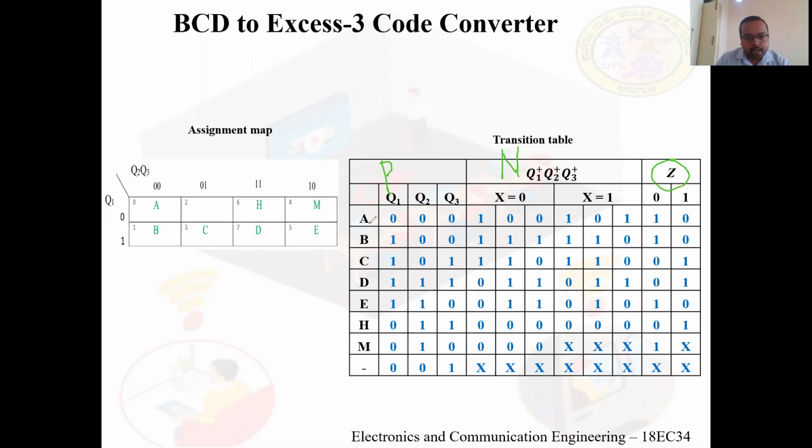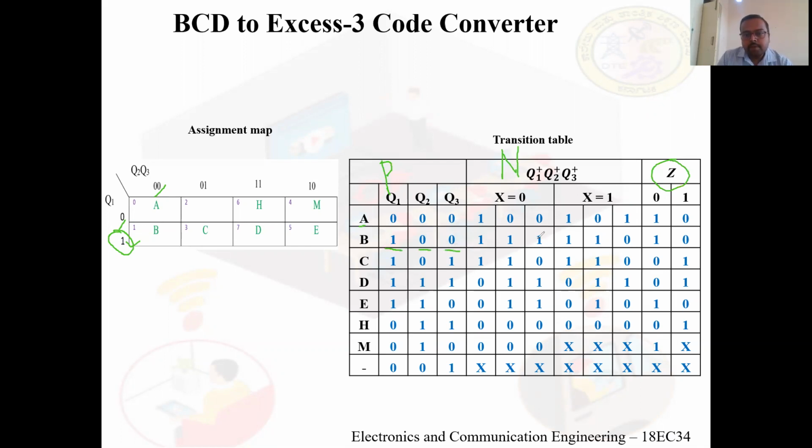Now, how do you write it for A here? It is 0, 0, 0. Why is it 0, 0, 0? Because A is 0, 0, 0. And what is the next state for this one? When it is A, the next state is B. How do you write B here? You can just look at this one, what we have is 1, 0, 0. So that is what we have done, 1, 0, 0.